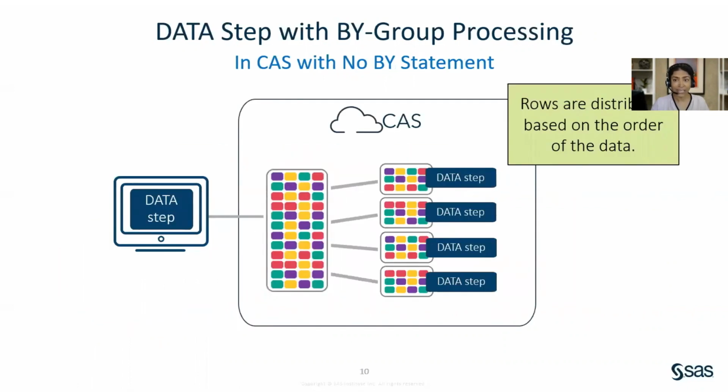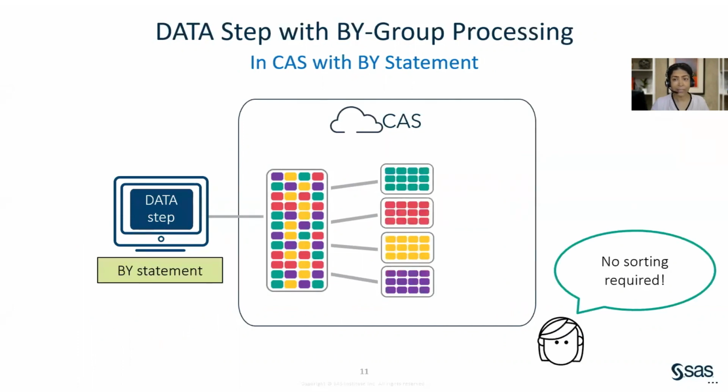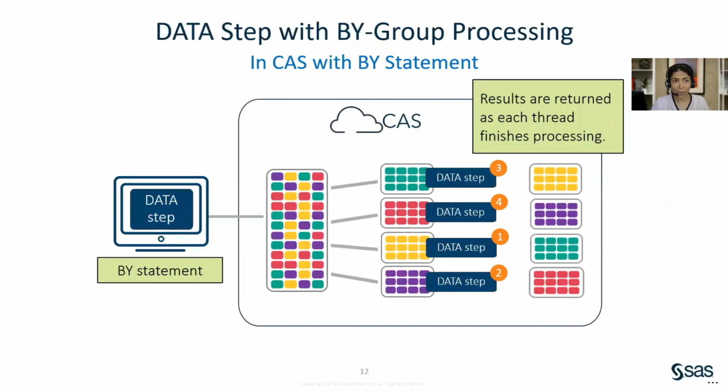The default behavior when data is loaded into CAS is to distribute the input data, based on the original order, among the different threads or multiple machines. When we add a by statement to the data step, the rows are grouped based on the first by variable and then distributed across multiple threads or machines. Proc sort is no longer required. Results are returned as each thread finishes processing. Here, thread 3 processes the data step and returns the results first, and the order might be different each time the program executes. So let's head over to the demonstration to see each of these three topics.